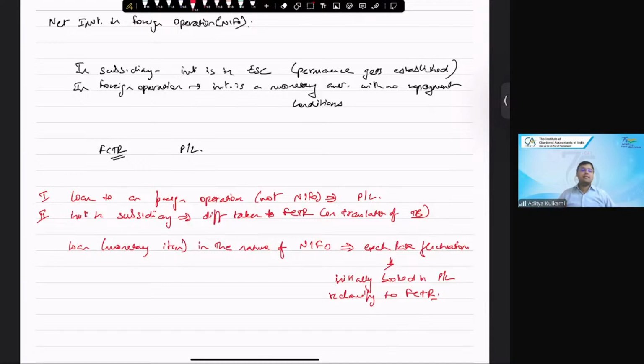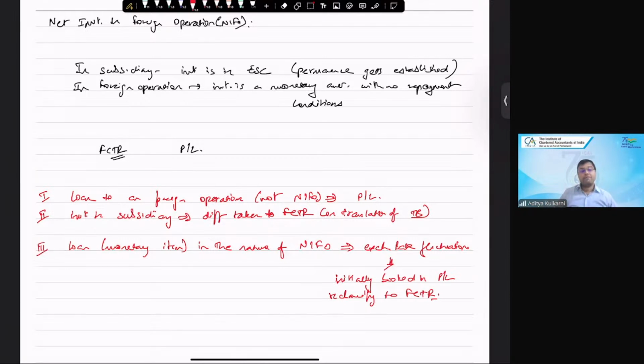The difference goes and sits in FCTR because I expect the operations to run and I can only realize it when I dispose of the branch or the subsidiary. So therefore, it goes and sits in FCTR, reclassified to P&L when I dispose of the subsidiary.